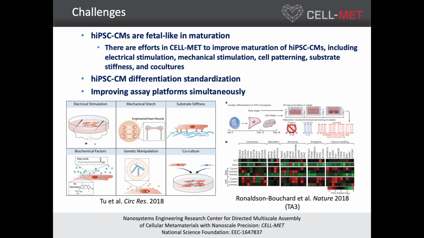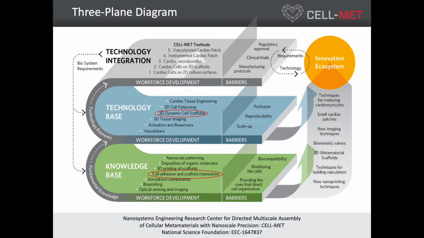There are also many ways the platforms can be improved, but there's a balance between using your current platforms to study diseases now or improving your platform so that you can learn more later. This work uses technology and knowledge bases from CellMet, including the use of our 3D dynamic cell scaffolds to study diseases in 3D, and also cell adhesion and scaffold chemistries so that we can study the interactions of cells with each other and with ECM protein.